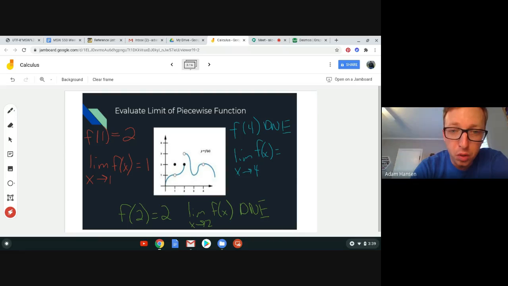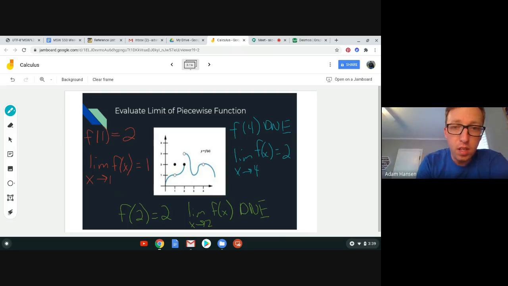As I get closer and closer to 4 from the left, the function gets closer to 2. As I get closer and closer to 4 from the right, the function gets closer and closer to 2. So this limit of f of x as x gets closer and closer to 4 is equal to 2.